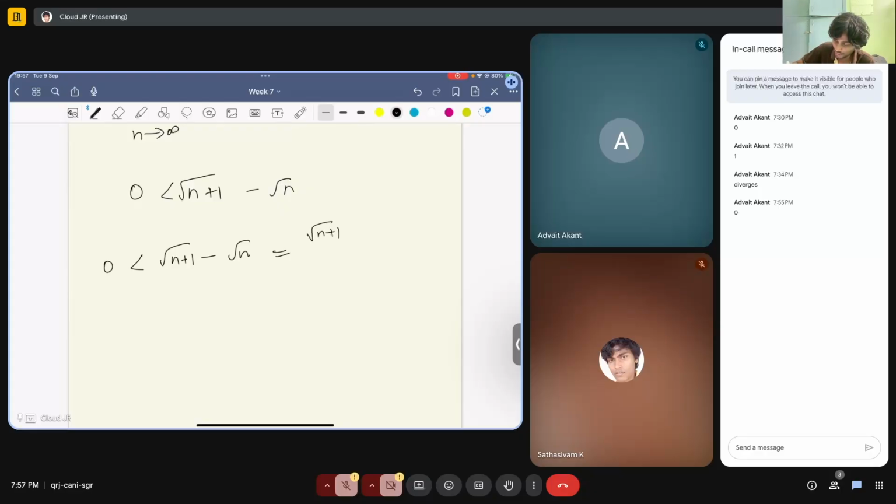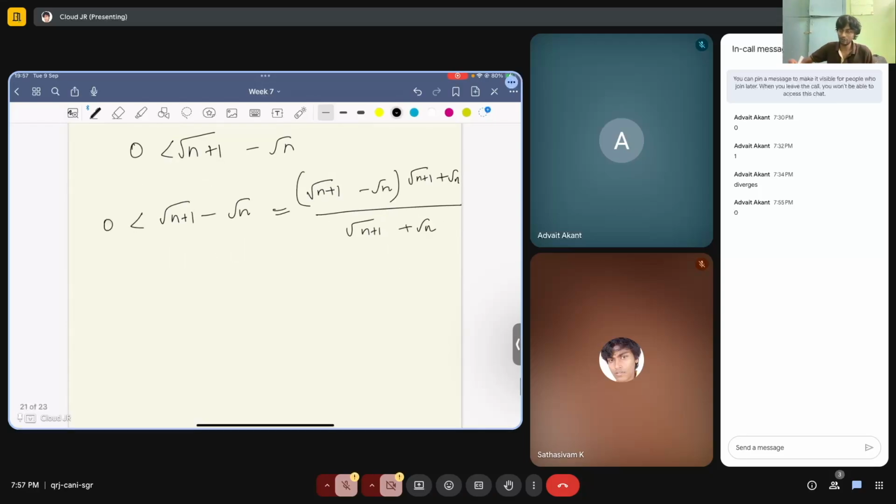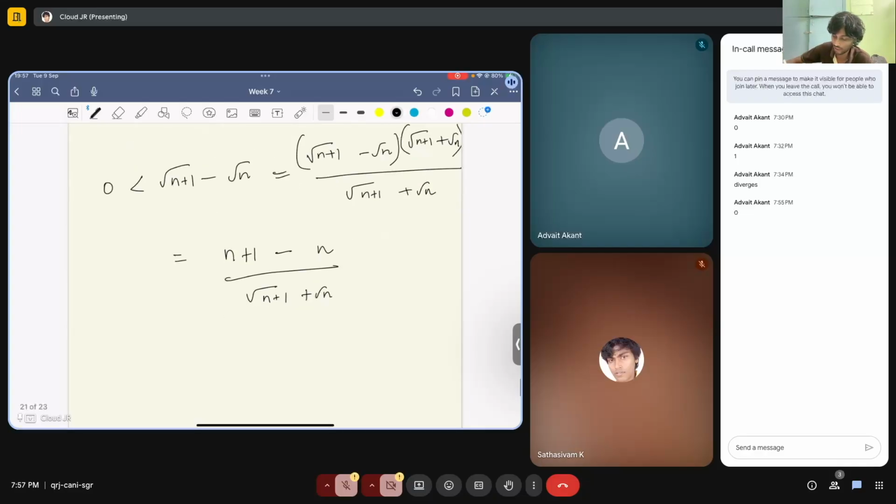Okay, so this is square root of n plus 1 minus root n. Now you just multiply and divide by the term square root of n plus 1 plus square root of n. It's a very, very standard trick if you have seen it already. Now you come up with the a plus b times a minus b setup, and you apply the formula a squared minus b squared. So this gives n plus 1 minus n over square root of n plus 1 plus square root of n. Now your life became very easy. So this will be 1 by square root of n plus 1 plus square root of n.